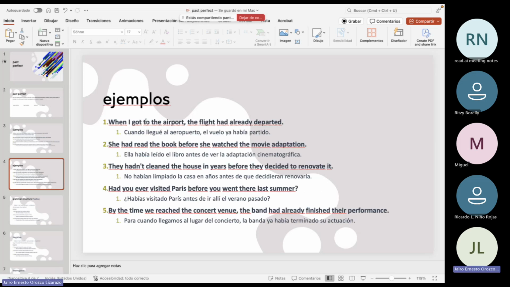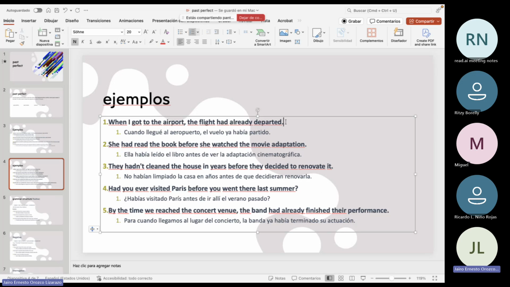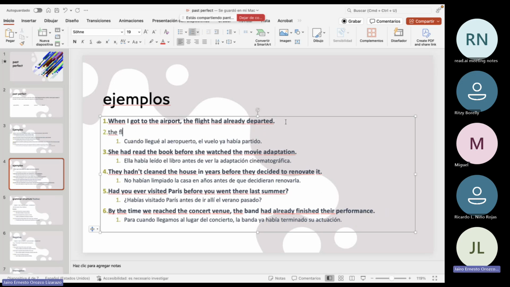Another example, when I got to the airport, the flight had already departed. So the flight had already departed. That is past perfect. When I got to the airport. And that is past. Okay.